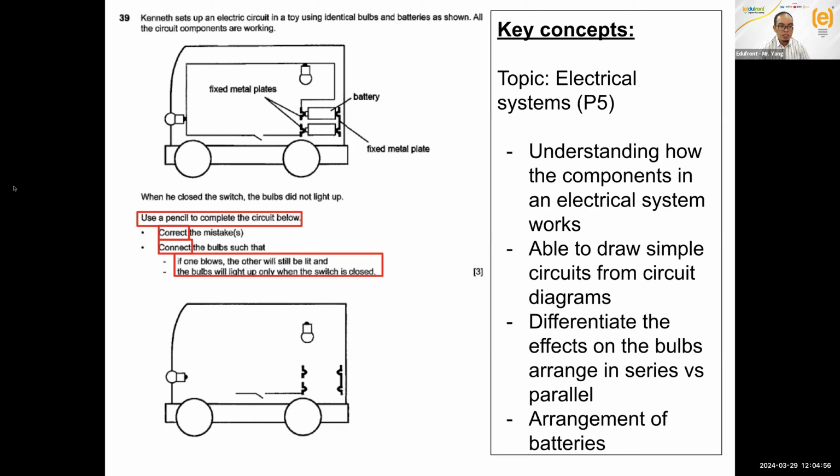Number 1, you must understand the components of the electrical system. You must know how the battery works, how the wire works, how the bulb works, how the switch works. And you must be able to draw simple circuits from circuit diagrams. Then you must be able to differentiate the effects on bulbs arranged in series and in parallel. And you must know the arrangement of batteries. So there are different concepts that you need to know. These are the key concepts tested in this question. So how to draw?